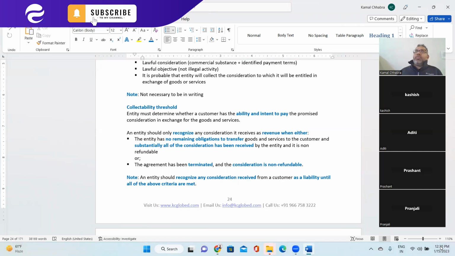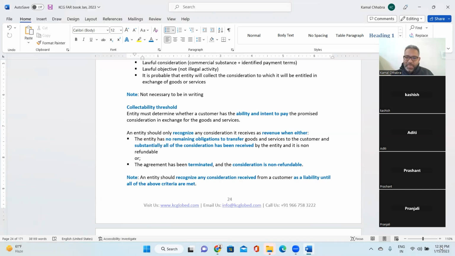The person with whom you are entering into an agreement, for example, Prashant and my case, which we are discussing. Prashant is entering into an agreement with me for $75,000. Do I have the ability to pay $75,000 or am I bankrupt? If I am bankrupt, what will you recognize? What is the value of that contract? If I do not have the ability, then it does not make any sense to enter into a contract with me because I won't be able to pay anything.